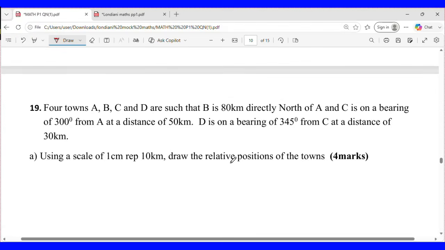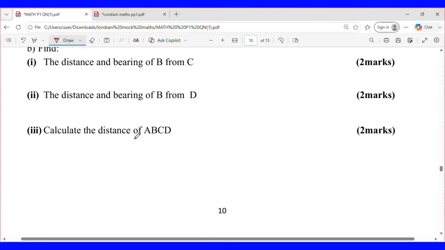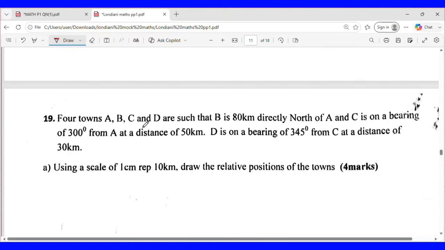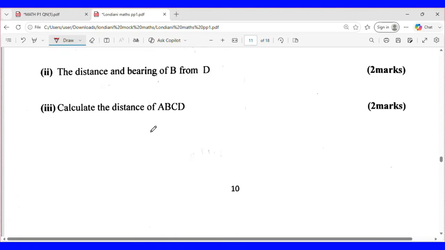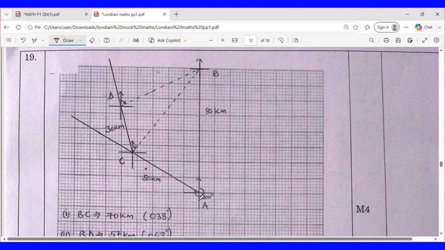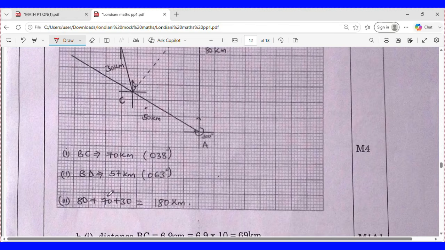For this one, a question involving scale drawing and bearing, you need to be very careful because it needs a lot of accuracy when you are drawing, and the lines must be parallel. So you can try and check if you can draw something like this, and then check the answers for your values, whether they are closer to this one.